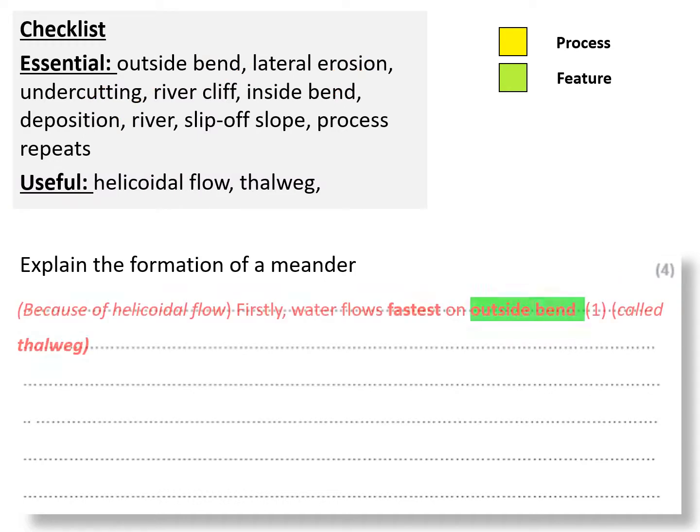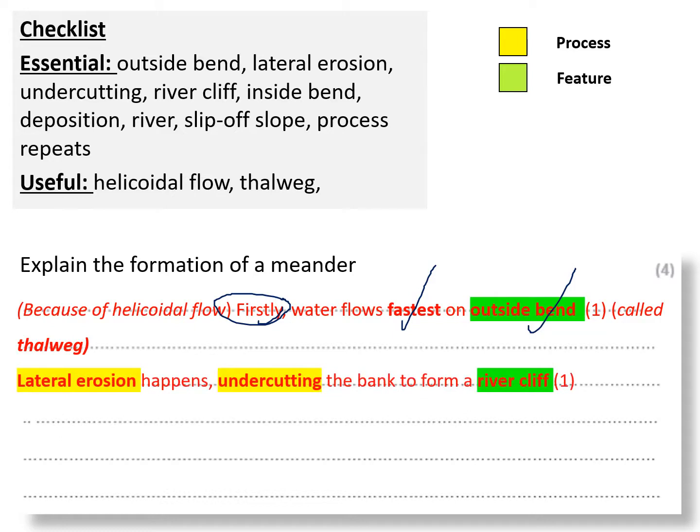Answers. So I put it in brackets because of helicoidal flow. This creates the Thalweg, but the important bit, guys, that you need to have is that, look, firstly is good. We've got that there. Firstly, water flows fastest on the outside bend. Here's our first process. Lateral erosion happens, undercutting the bank to form our second feature, if you can consider outside bend a feature, river cliff.